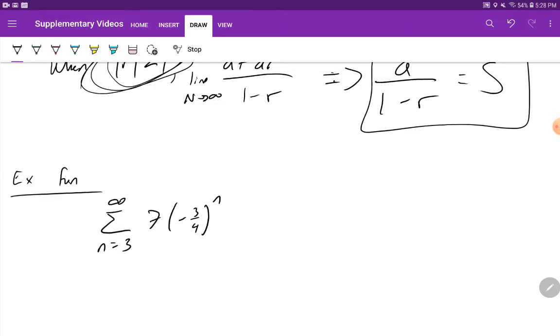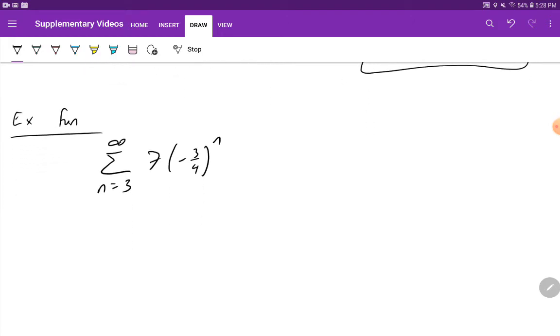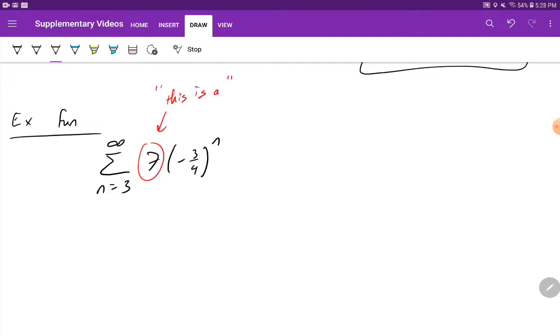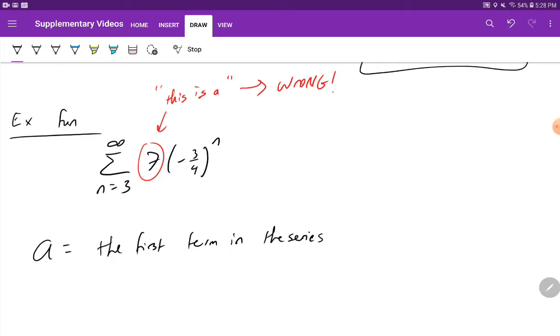So, for this one, a couple things you've got to watch out for, all right? Your A value can be misleading. Some of you may look at this and say, this is A, right? But that is wrong. This is not your A value. What is A defined as? If you don't remember, A is the first term in the series, right? So you've got to watch out. This index could be the death of you if you do not pay attention to it.